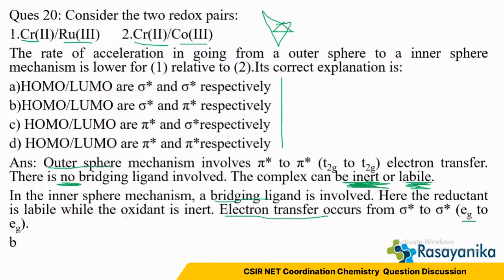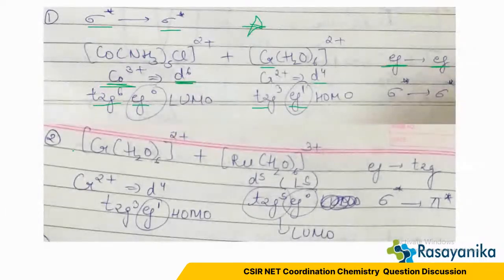Now if we talk about the first one, it is chromium 2+ and ruthenium 3+. Now you can see here, chromium is in the +2 oxidation state, d4. It will be high spin. Water is a weak field ligand, t2g3, eg1. Okay. So this will be the HOMO. The electrons will be transferred from the HOMO to the LUMO. As in organic chemistry we study, the highest occupied molecular orbital, the electrons are transferred from HOMO to LUMO, right?